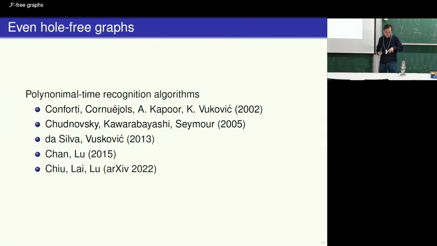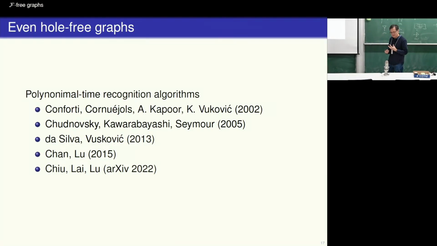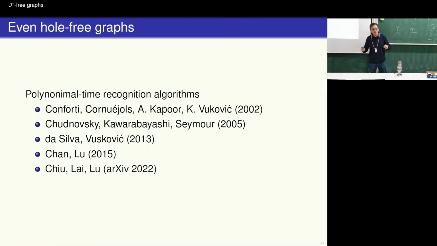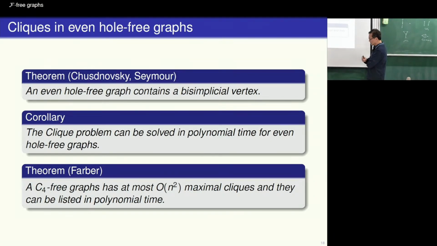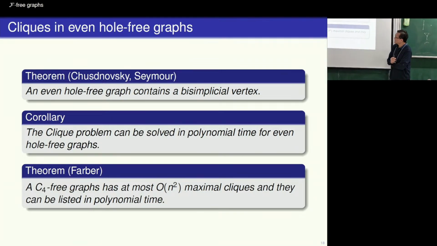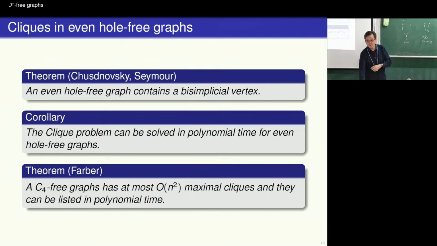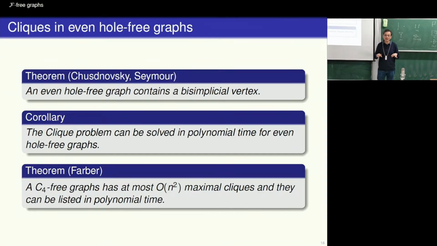So even hole free graphs are just the other side of the coin. An even hole is a hole with an even number of vertices. And there are polynomial-time algorithms to recognize even hole free graphs. There are many, as you can see. There is a nice theorem by Conforti, Cornuéjols, Kapoor and Vušković, and Seymour. They proved that an even hole free graph contains a bisimplicial vertex. This is a simplicial vertex where the neighborhood can be partitioned into two cliques. This is called bisimplicial.